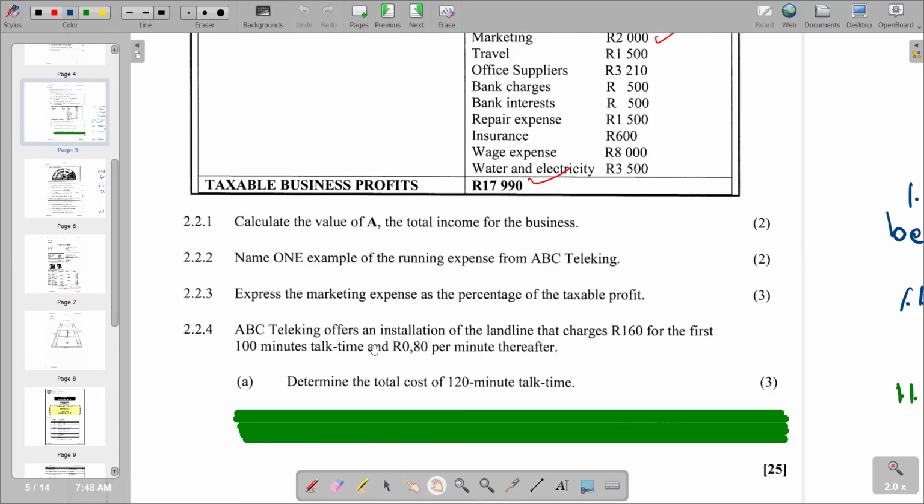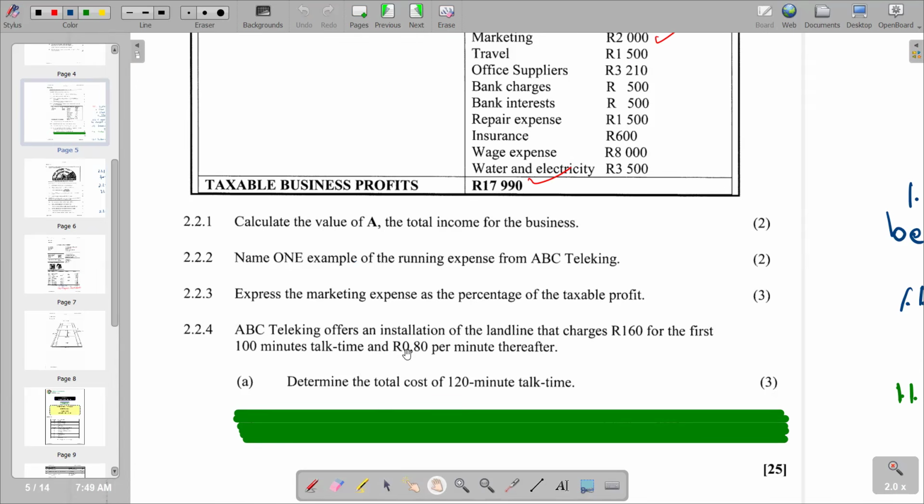ABC Telecom offers an installation of the landline that charges 160 rands for the first 100 minutes talk time and 80 rands per minute thereafter. So it means the first 100 minutes is equal to 160 rands. Then the minutes that are going to come after, every minute will be charged 80 rands. So we can take note of that. Then our question is saying determine the total cost of 120 minutes talk time.